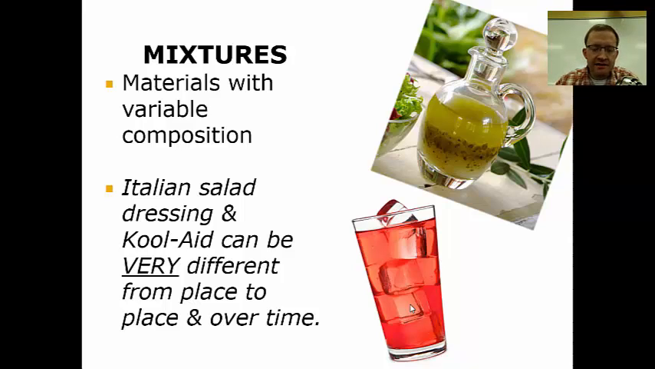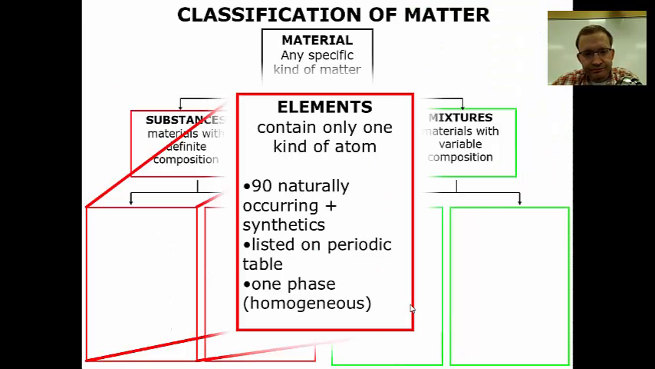If I have Italian salad dressing and I go across town and buy a bottle from a different store, it's not necessarily going to be exactly the same thing as what I have, but both bottles would be labeled as Italian salad dressing. And Kool-Aid from place to place can be mixed at different concentrations or even mixed at different flavors and still be called Kool-Aid. So a name that doesn't necessarily specify a very specific thing means you're talking about a mixture.